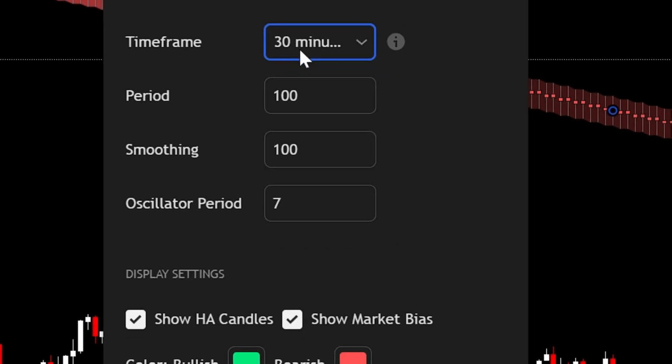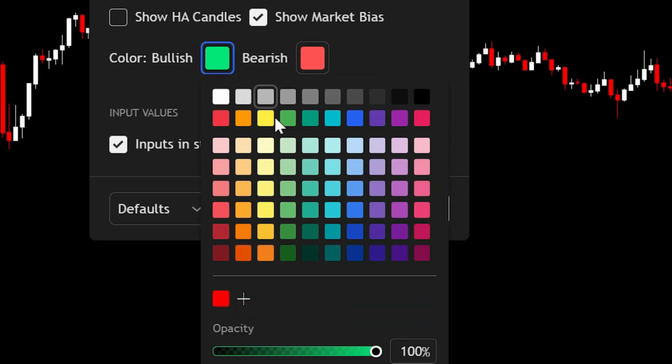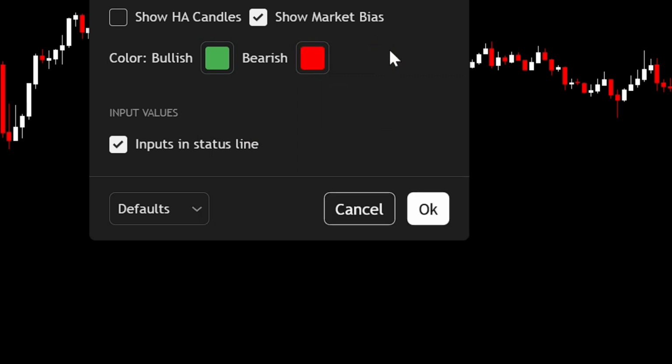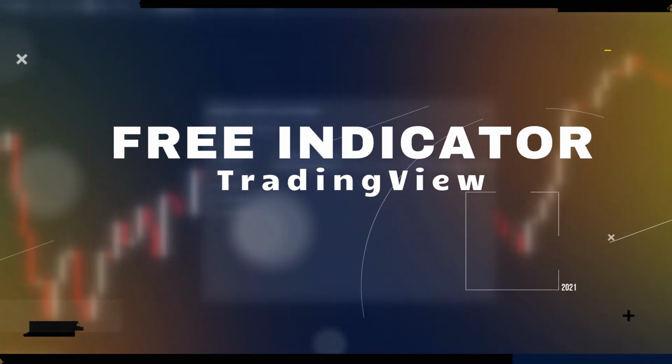Just leave the period as is. Do make sure the HA option is disabled and that the colors are set to simple green and red. So what's this compass indicator called? It's another free one on TradingView. It's called Market Bias. You can just search for it and pop it onto your chart.